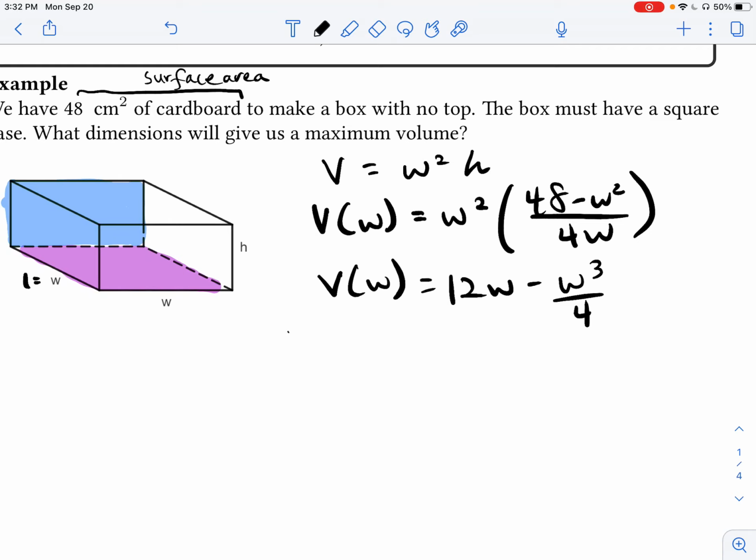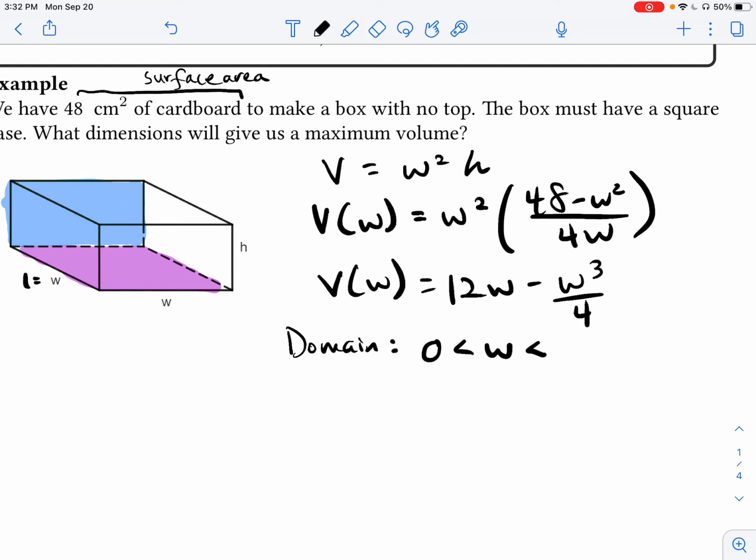Now let's think about the domain real quick. Let's think about the domain of this function. That is to say, are there any conditions for what we can plug in for W? Well, what's the lowest value that W could be? Well, it's got to be greater than 0. We know that because if our width is equal to 0, we no longer have an actual box. Now, pause and ask yourself, well, what's the maximum that our width could be?